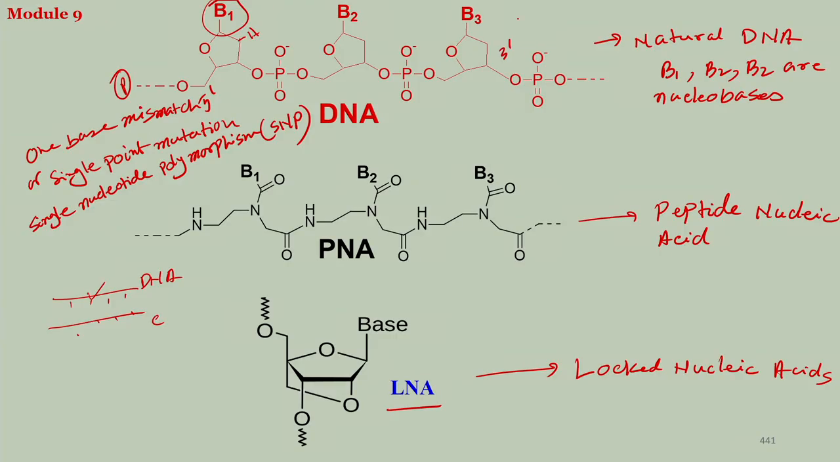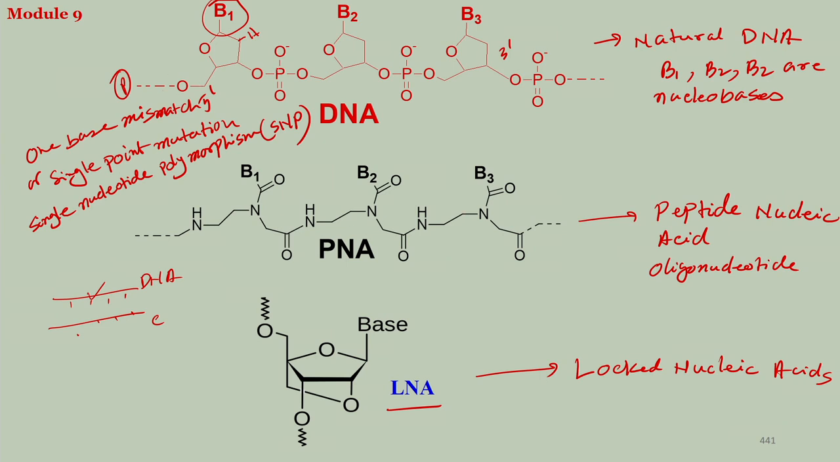So, this is the natural DNA. Peptide nucleic acid is a synthesized artificial oligonucleotide. And as the name suggests, it is a combination of peptide and nucleic acids. So, this is how the structure of a PNA looks. In DNA, you start with the phosphate and the 5 prime end of the sugar. In peptide nucleic acid, there is no sugar. The backbone is a peptide backbone.